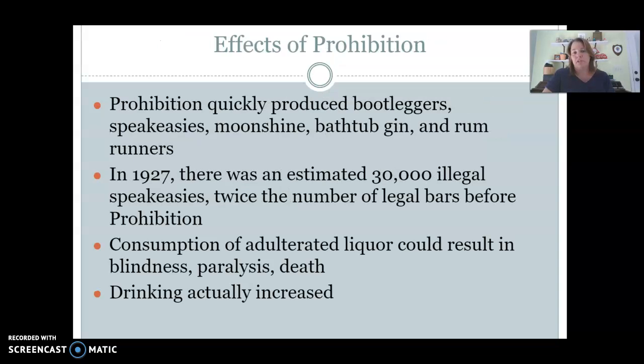So the effects of Prohibition, we all know, first of all, that it didn't last because it quickly produced bootleggers, speakeasies, moonshine, bathtub gin, and other homemade alcohols, as well as illegal transport of that alcohol. And the irony of it is that it actually backfired. There was an estimated 30,000 illegal speakeasies in 1927, and this is twice the number of legal bars before Prohibition. So drinking actually increased during this time period.